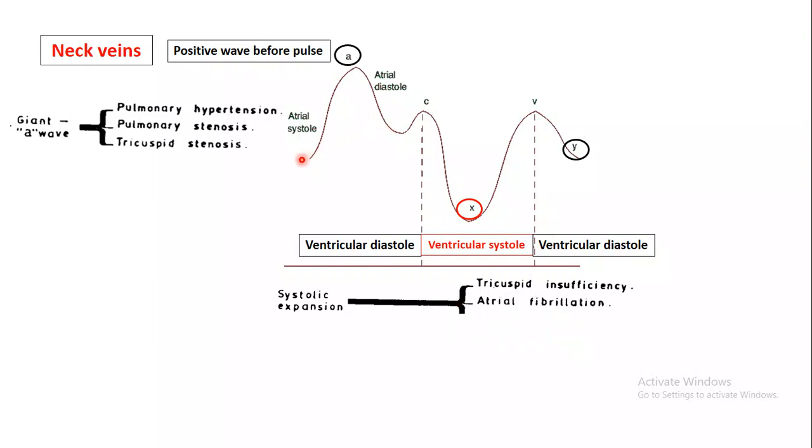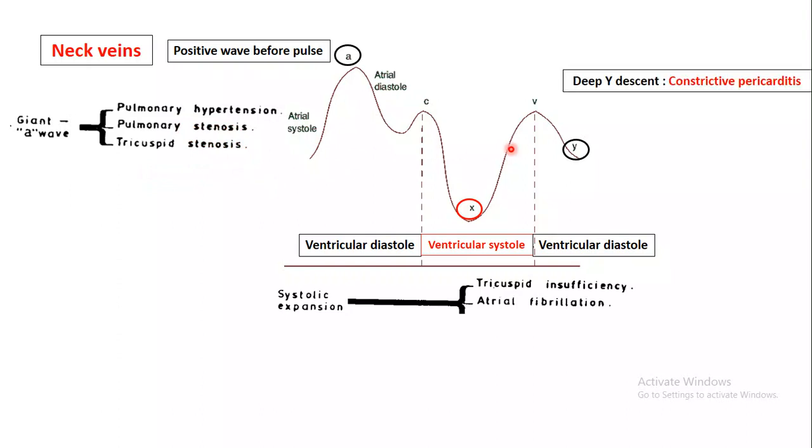The second abnormality that might be picked up, but is a little bit difficult, is to see an augmented positive A wave. And as we said, how do we know this is the A wave? It is a positive wave just before feeling the systolic pulse of the patient. This could be seen in a patient who has pressure overload over the right atrium of the heart, as in a patient with obstruction at the tricuspid valve, tricuspid stenosis, at the pulmonary level, pulmonary stenosis, or raised pressure in the pulmonary circulation, pulmonary hypertension. These are the causes of giant A waves.